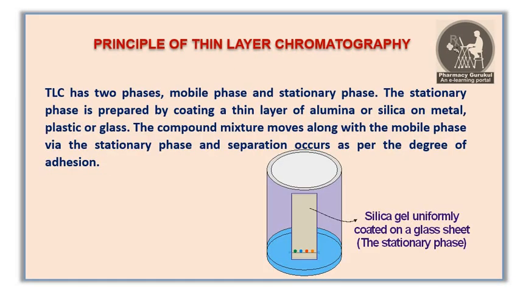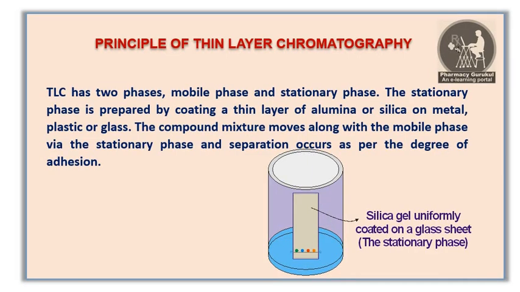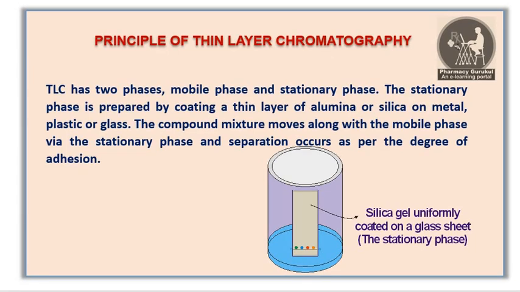Principle of TLC. As in other chromatographic techniques, TLC also has two phases, stationary and mobile phase. In TLC, we use a thin glass plate coated with either silica gel or aluminum oxide. This is the glass plate coated with silica gel. Here the glass plate coated with silica gel is the stationary phase, while the mobile phase is the solvent which is put in the jar. The basic principle of TLC is the distribution of a compound between a fixed phase, the stationary phase, and a liquid mobile phase that is moving over the solid phase.